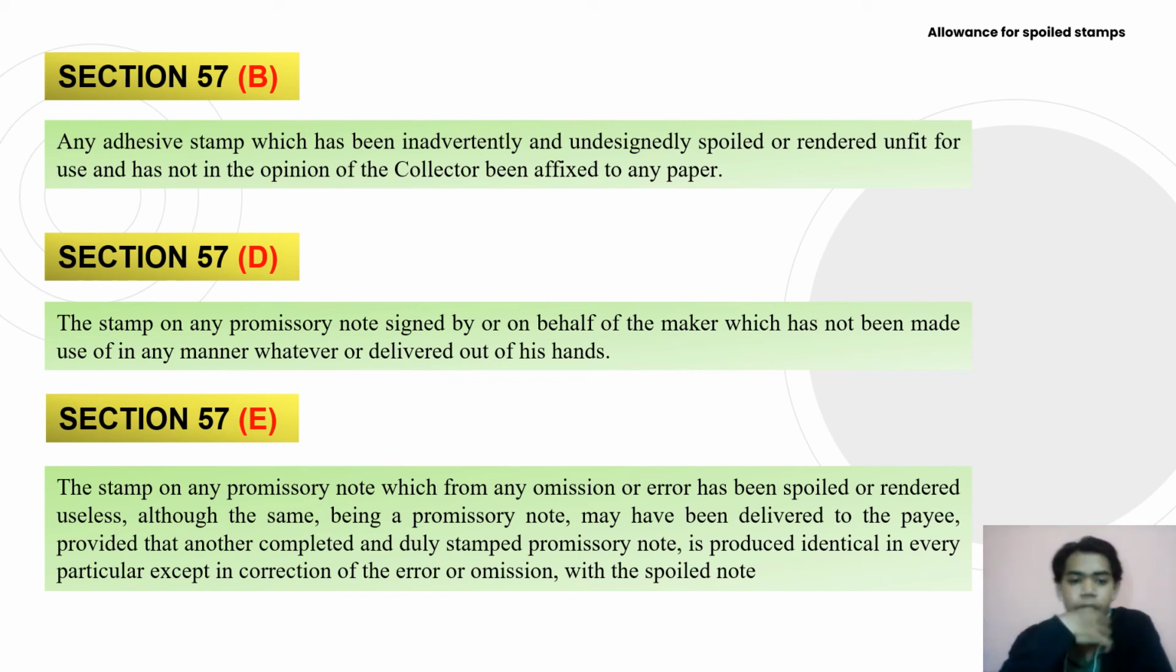For 57E, it states that the stamp on any promissory note which, from any omission or error, has been spoiled or rendered useless, although the same promissory note may have been delivered to the payee, provided that another complete and duly stamped promissory note is produced, identical in every particular except in the correction of the error and omission, with the spoiled note.